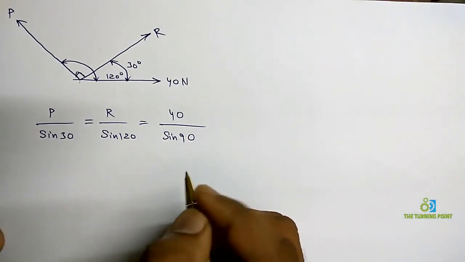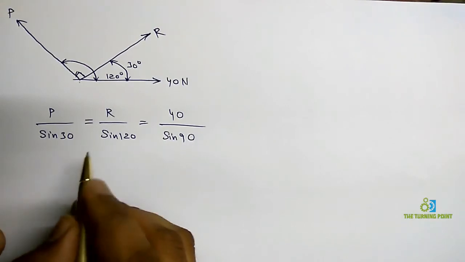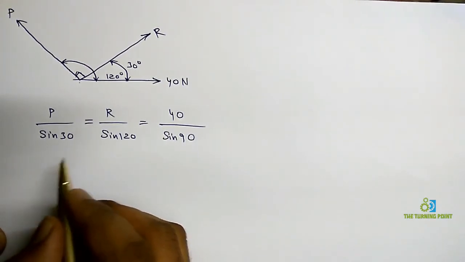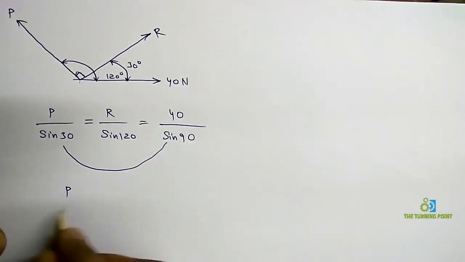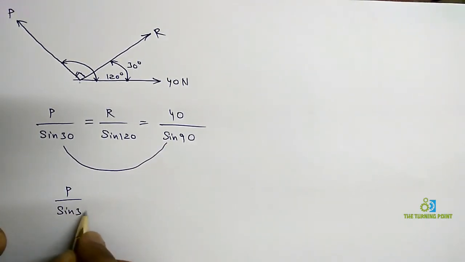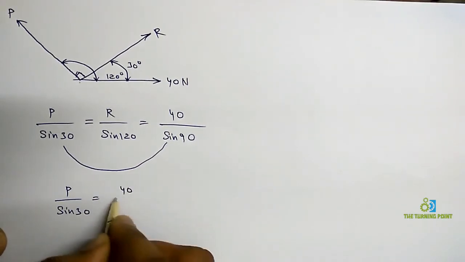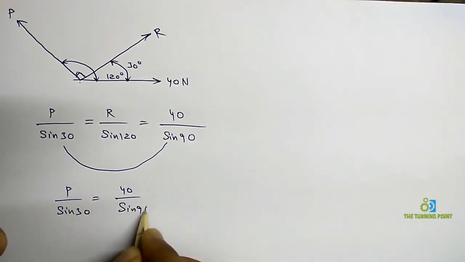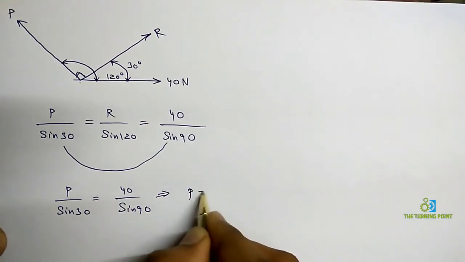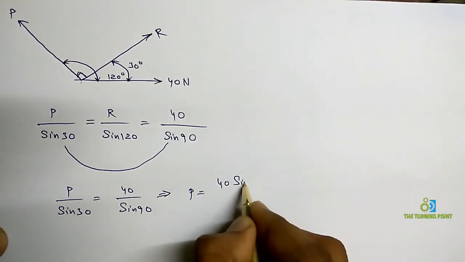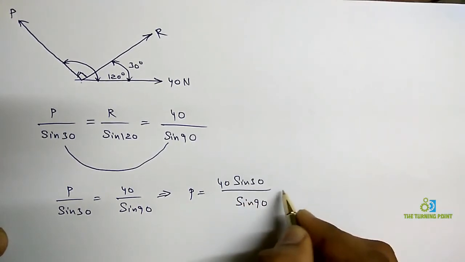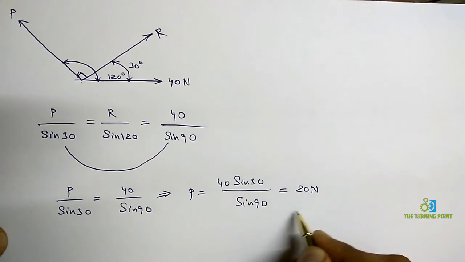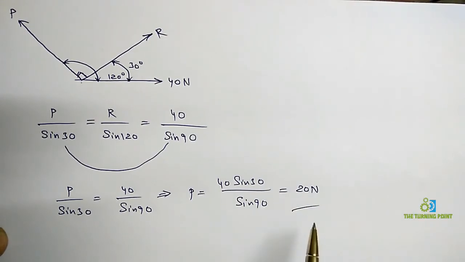It is asked to calculate the smaller force only. It is not asked to calculate the resultant. So you can just consider this relation. P by sine 30 is equal to 40 divided by sine 90. From that, P is equal to 40 sine 30 divided by sine 90, which is equal to 20 newtons. So that means the smallest force here is nothing but 20 newtons.